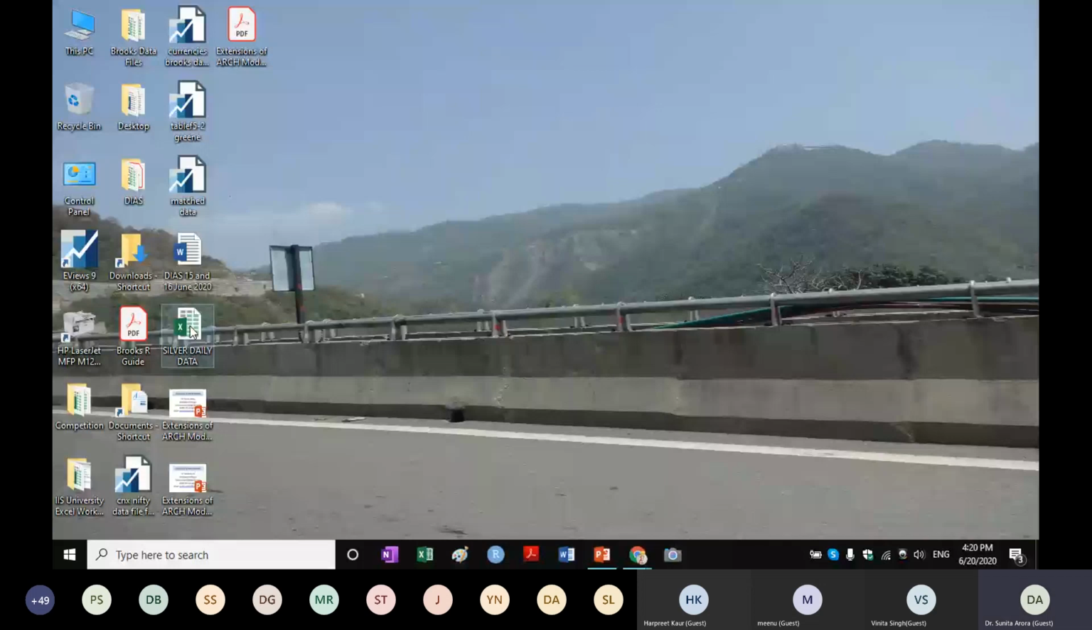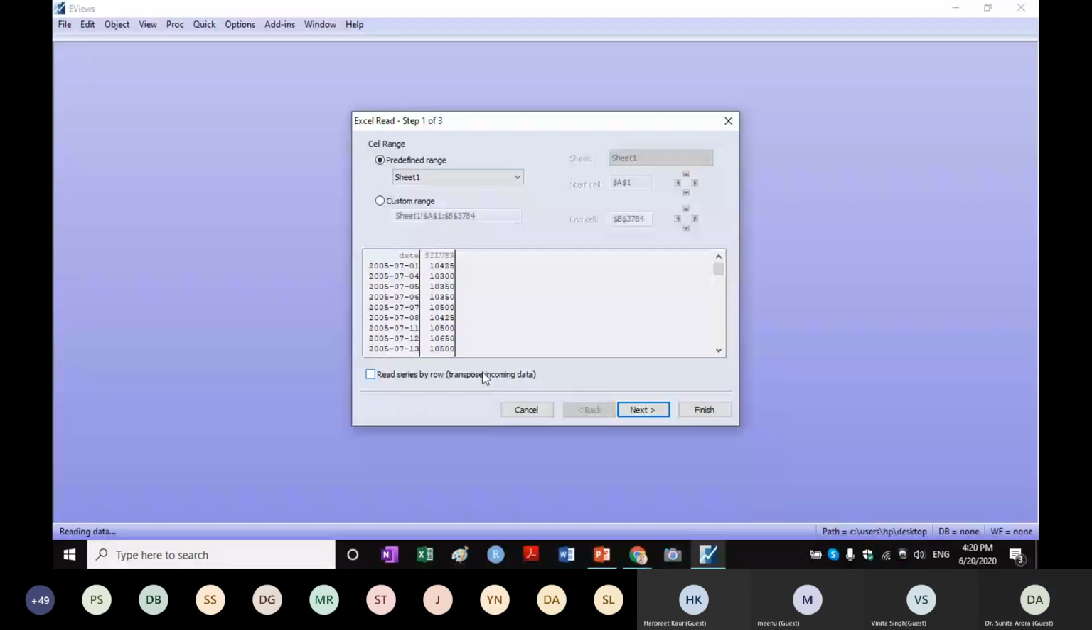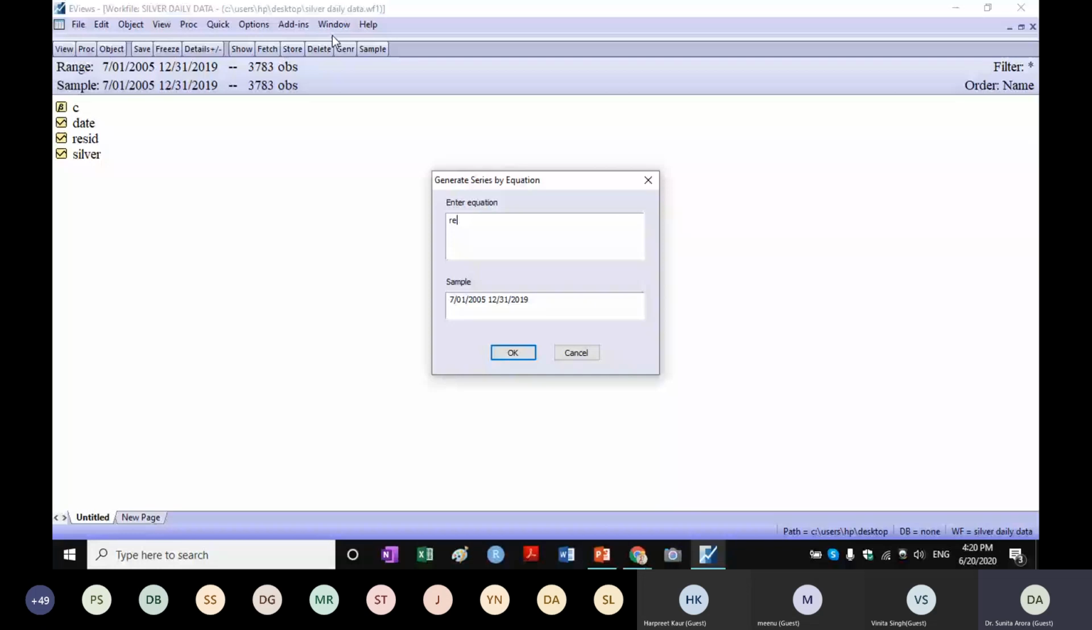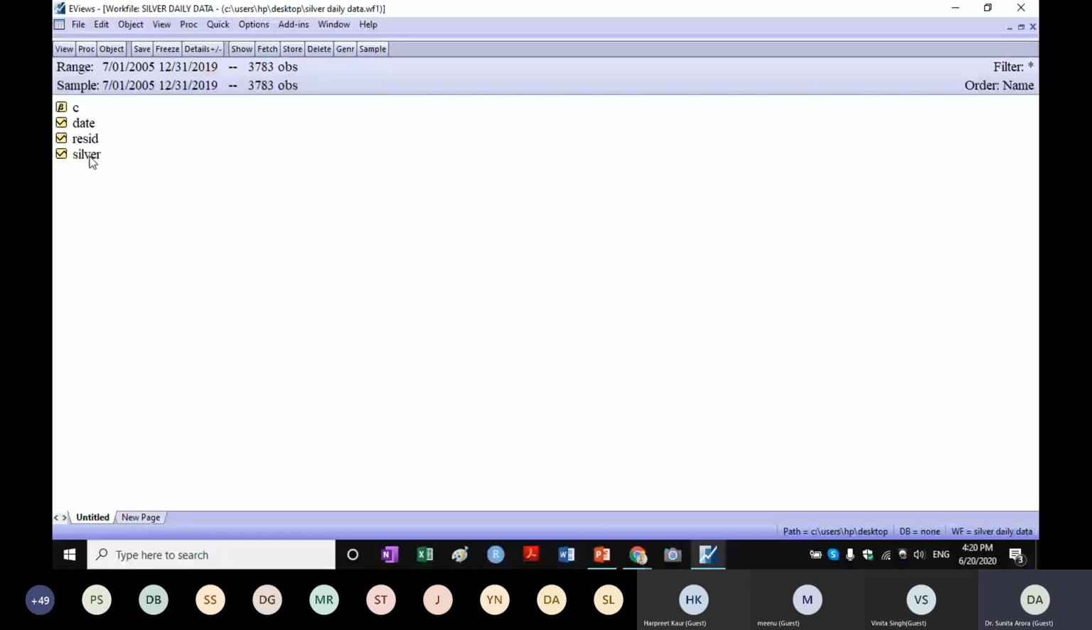Drag and drop the file on EViews. Let's check whether there is any outlier or not. No need to check now, because we are converting the data. We will be working with return, and we will be checking whether the return data contains an outlier or not.